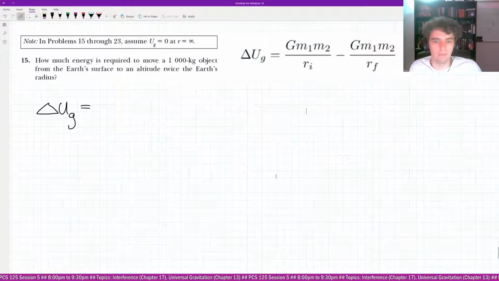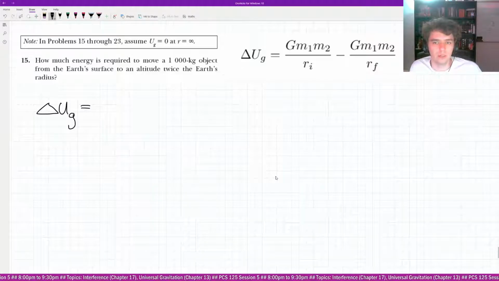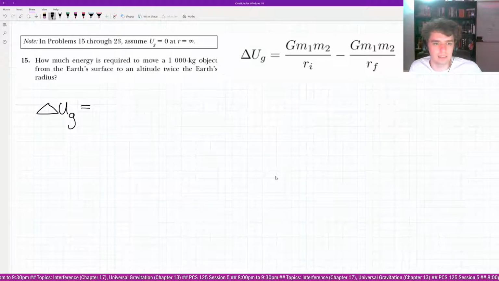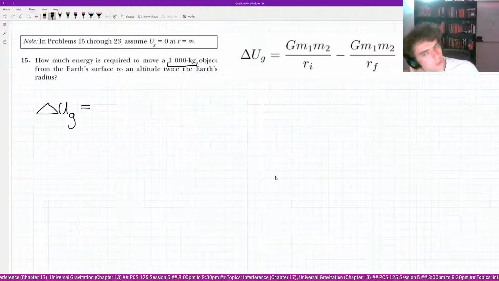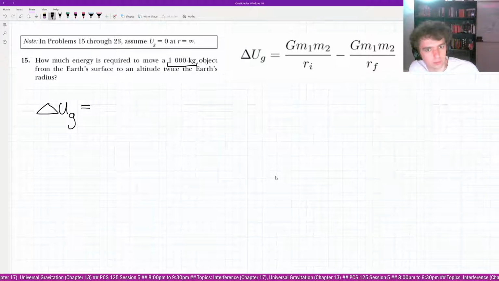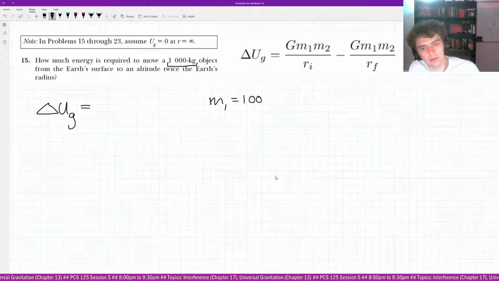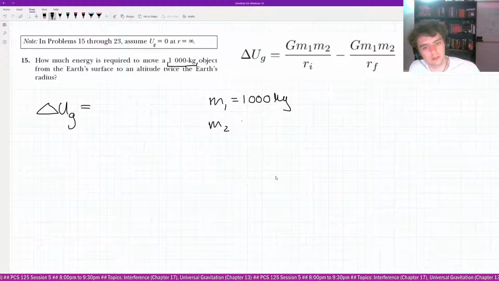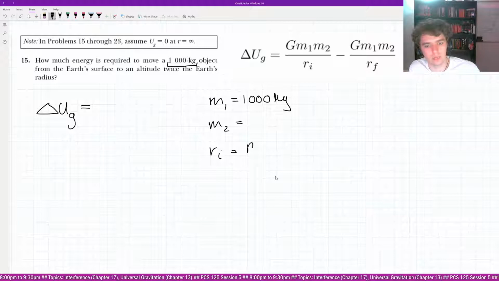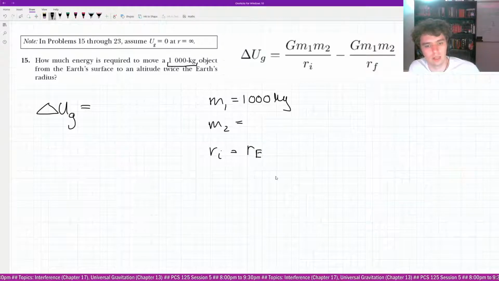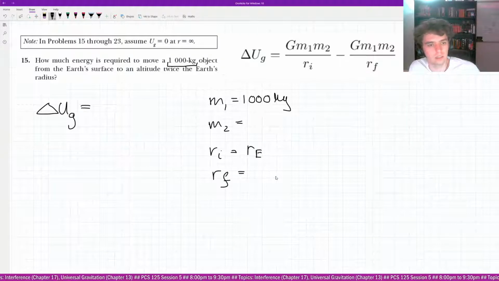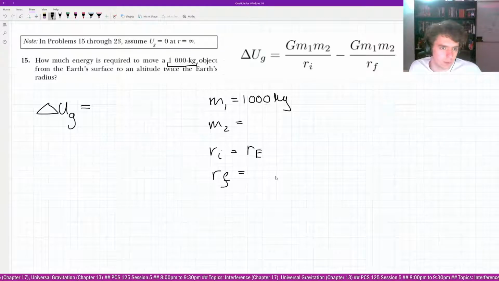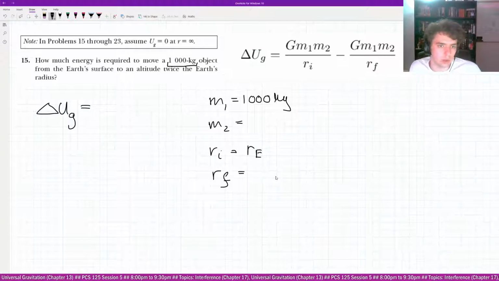So, what do we know? We know the mass of the object, which is one of the m's. m1 equals 1,000 kilograms. Mass 2 is the mass of the Earth, which I'll find out. Ri is the radius of the Earth, and Rf is twice the distance from the Earth's surface, to an altitude twice the Earth's radius.